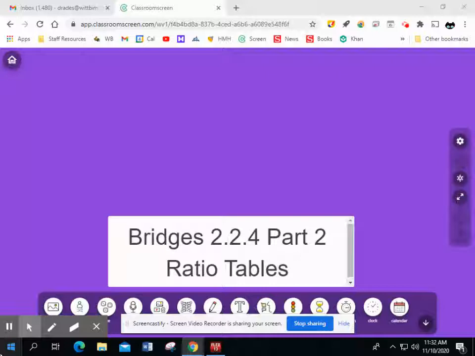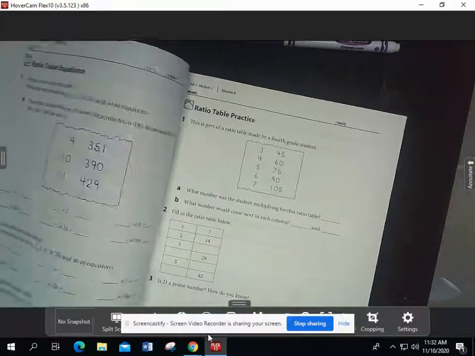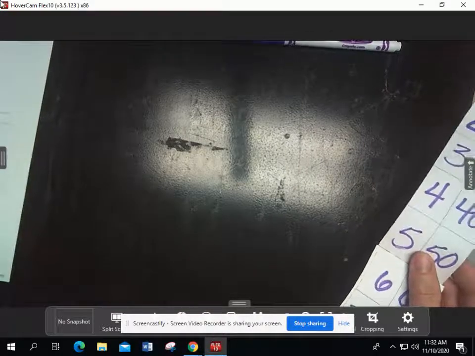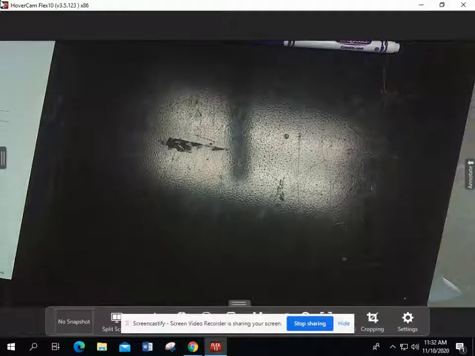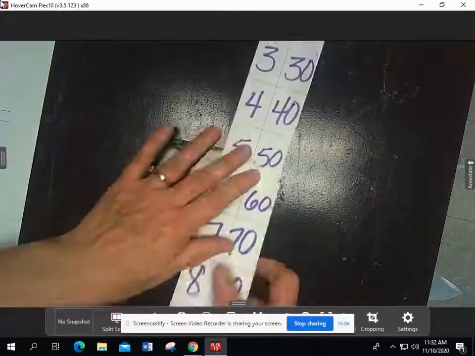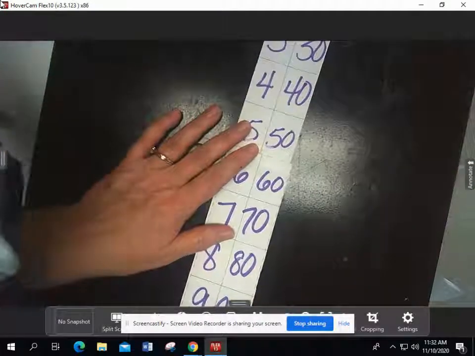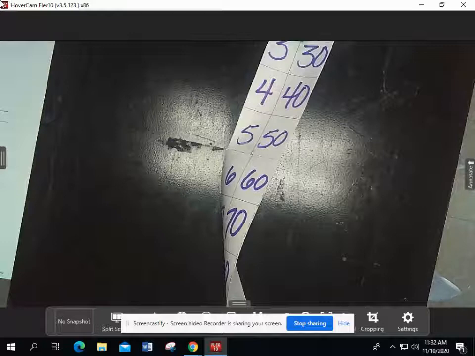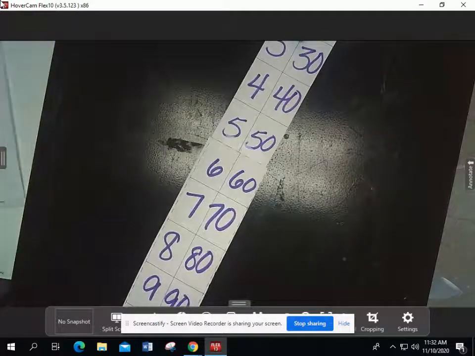Okay, as everybody's getting their pages open, let's get a few things out in front of us. Remember yesterday our big idea was we were practicing making ratio tables, and ratio tables help us with multiplication. Yesterday I made this ratio table, and I also have another one that I started. We're going to talk with this one at first to help us with our thought process.